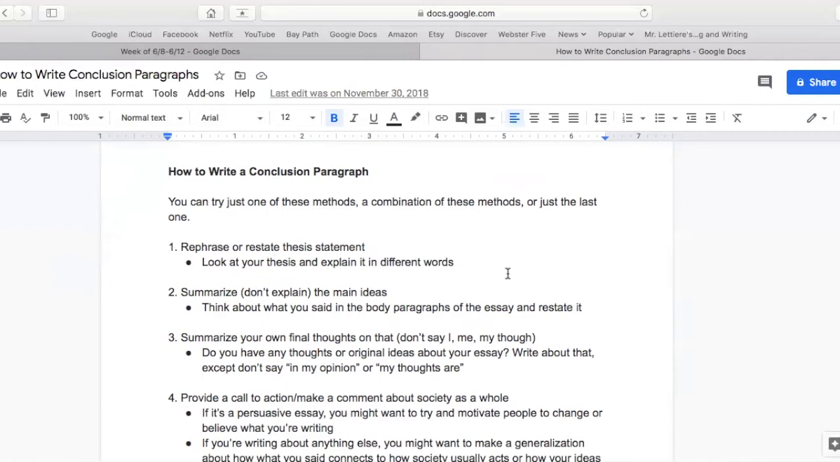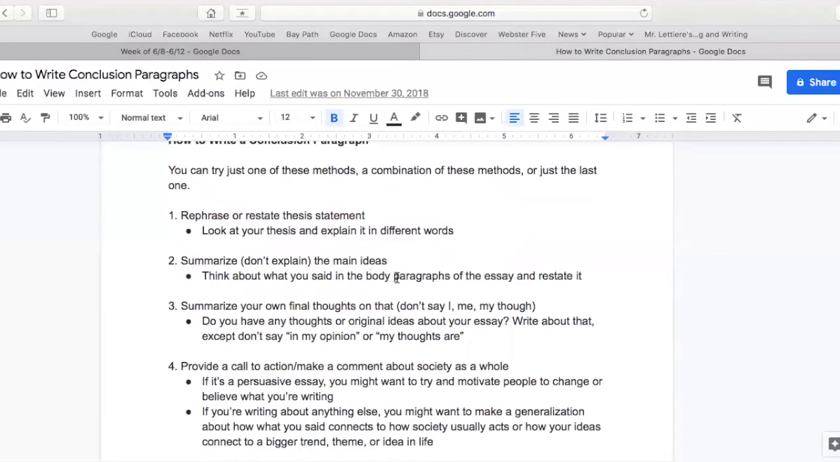So if your thesis is the very popular Romeo is impulsive and it leads to these negative outcomes, you might just explore again, what were the negative outcomes, what were the consequences, how was Romeo affected by these, how were people around him affected by these, just rephrase what you meant and what your main points were. Summarize, don't re-explain the main ideas, just summarize them. Don't go into big detail. Conclusions shouldn't be super, super long. That was what your body paragraphs were for.